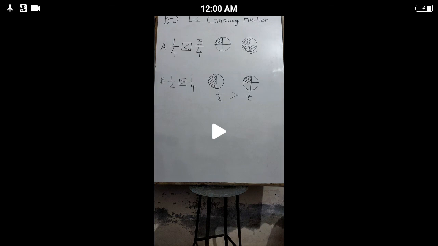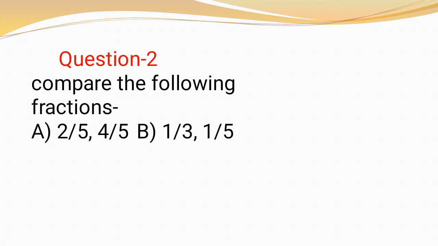Now children, this is question 2. This is for you. You are going to compare the following fractions: A, 2 upon 5 and 4 upon 5; B, 1 upon 3 and 1 upon 5. So students, now pause the video and compare these fractions. After comparing, watch the next video to get the answer. Students, I hope you have compared these fractions. Now watch this video to get the answer.